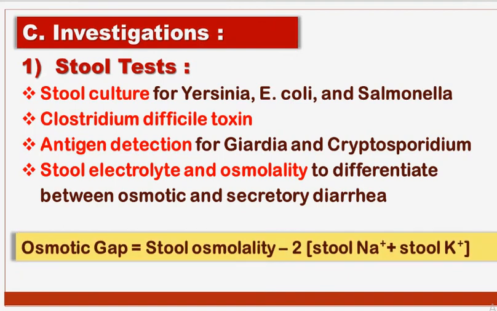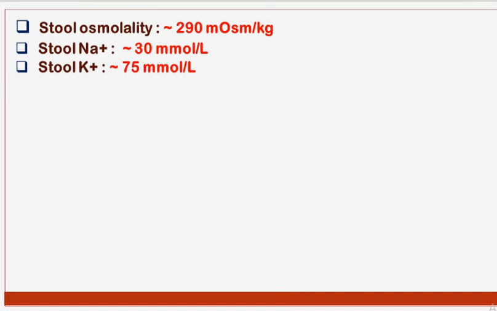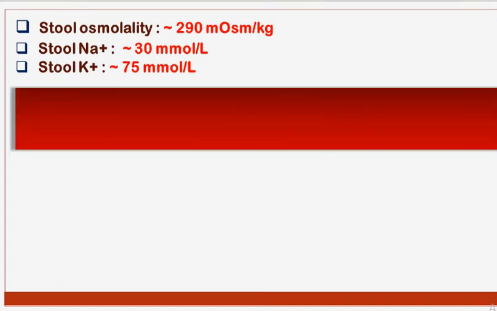How can we measure the osmotic gap? We should know the stool osmolality minus 2 multiplied by the stool sodium plus the stool potassium. So normally the stool osmolality is about 290. And the stool sodium is about 30 millimole. So that's why we give 30 millimole of sodium bicarbonate if we need to replace the ongoing loss of the diarrhea in the management of dehydration. You should remember this. And the stool potassium is about 75 millimole per liter. These are the normal values for normal stool.